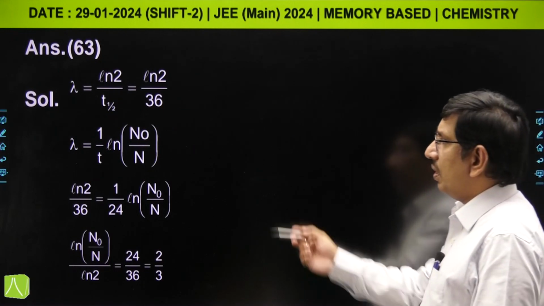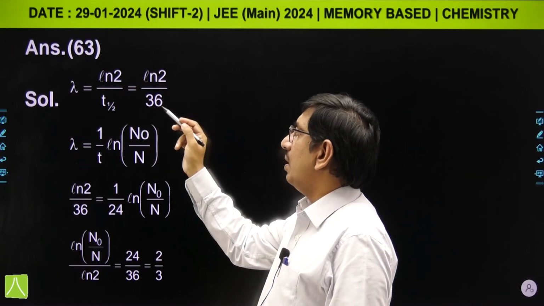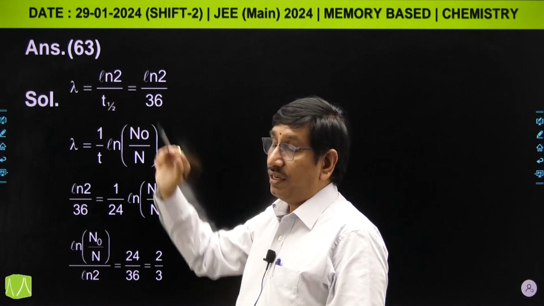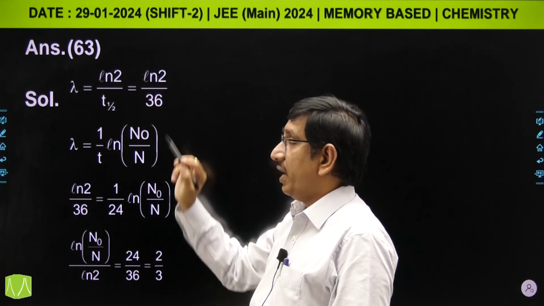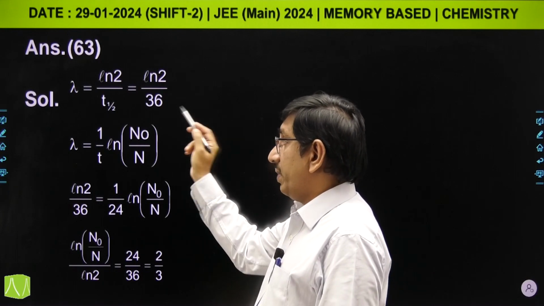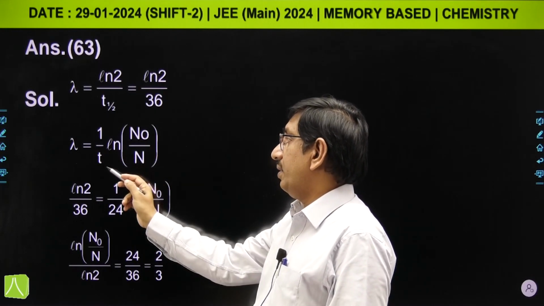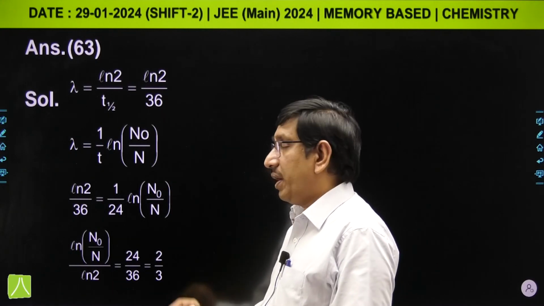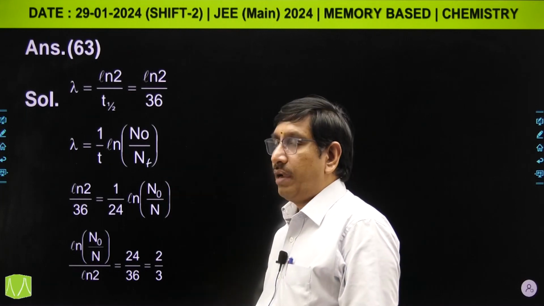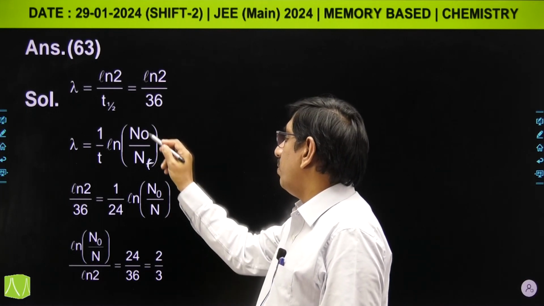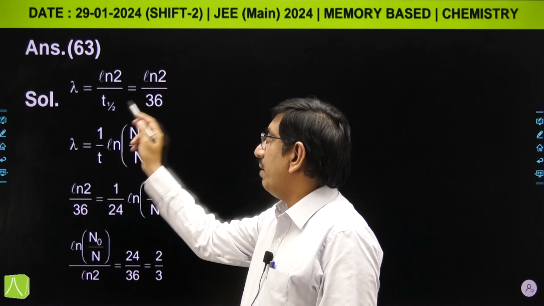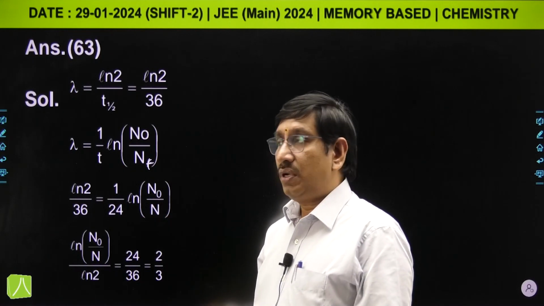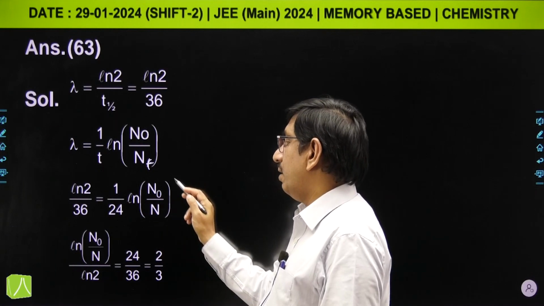Now, lambda equal to ln2 by T half, that equal to ln2 by 36. It is decay constant equal to ln2 by half life. Now, lambda equal to 1 by T into ln N naught by N, where N naught means initial number of atoms, N t means number of atoms after time t. Now, we have to find this fraction. Lambda value is ln2 by 36 and time is 1 day, that means 24 hours. So, 1 by 24 hours ln N naught by N.